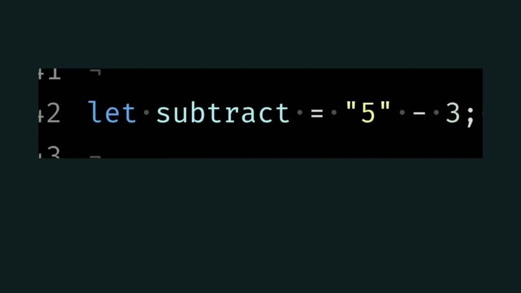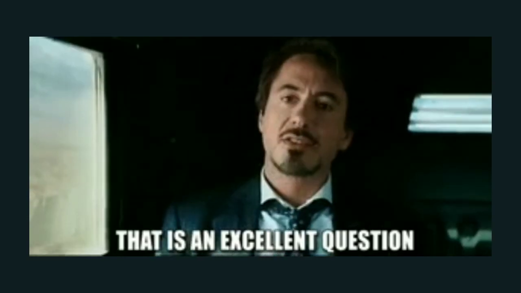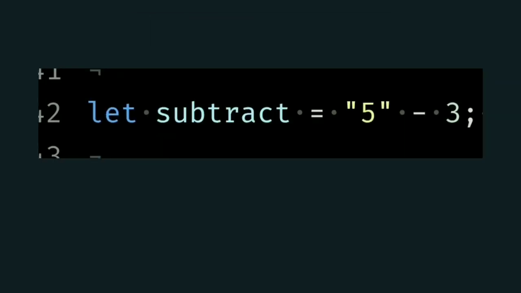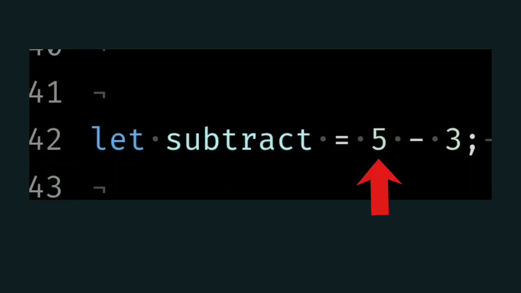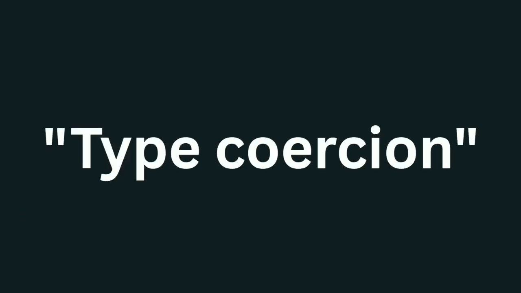I know you might be saying, if it works like this, then why in the world did the subtraction part successfully subtract numbers? Just think about it yourself. What else could you do with the subtract sign except performing maths? Nothing, right? So when JavaScript sees that 5 is a string, here too, JavaScript silently converts 5 into a number. This process is what we call type coercion.